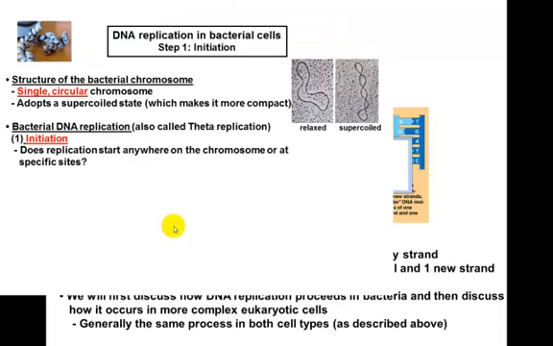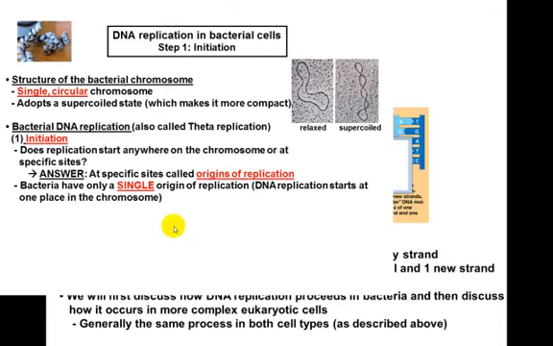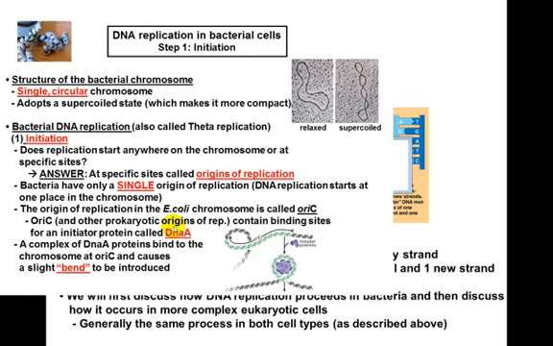Now, this we covered last time. What are the differences between the eukaryotes and the prokaryotes replication? Here, keep in mind that in the prokaryotes, you have a circular DNA structure. And remember, most of the time, this structure is supercoiled.